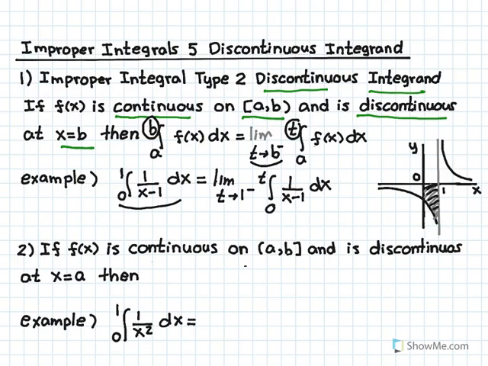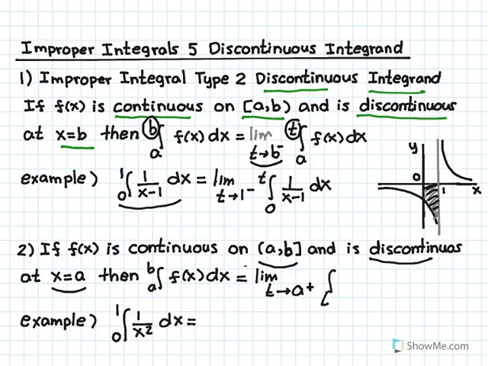All right, another type of definition: if f of x is continuous on the interval [a, b] and is discontinuous at x equals a, at the left endpoint, then the integral from a to b of f of x dx is equal to the limit as t approaches a from the plus side of the integral from t to b of f of x dx. Notice in this case the discontinuity is at the lower limit, at x equals a, and that lower limit gets replaced by t, then we take the limit as t approaches a from the positive side.